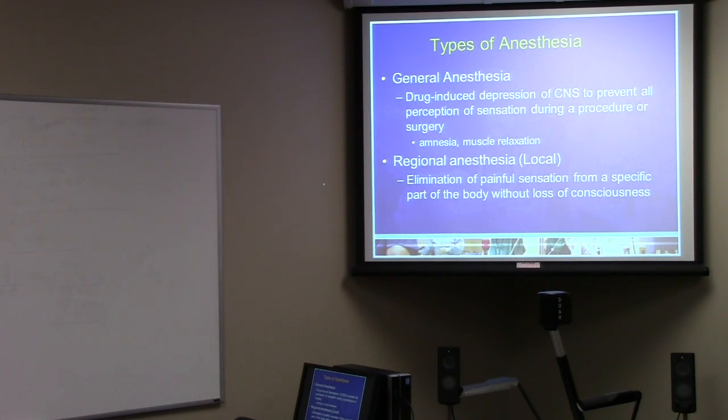We'll be talking about general, and then local, and with local, we can actually break that down to regional and then local. So think of it as general, regional, and then local. And again, the big difference is that with general, the patient is going to be asleep. You're going to actually sedate the patient. With regional and local, the patient's still going to be awake, but you'll just make that particular area numb and you'll make the patient happy.